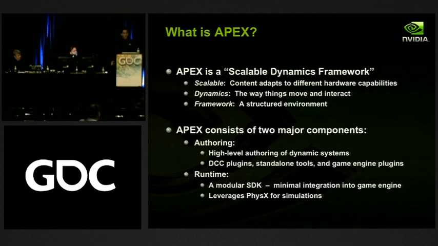So what is actually Apex? Apex is a scalable dynamics framework. So what does that actually mean? It's basically scalable because you can author art once, and then you can automatically scale it down to the different hardware platforms, consoles or PCs. And that really allows you to leverage the best out of the different compute platforms.